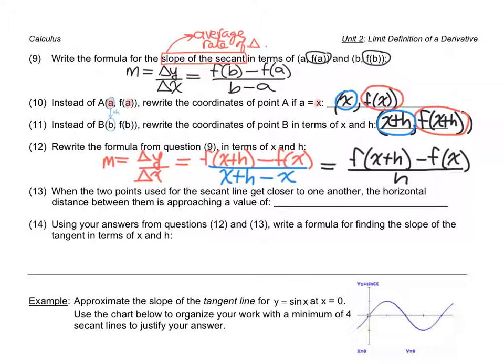All right? Obviously, it's a little bit more to remember, but that's the foundation of the concept of a derivative. So, knowing what it does for us is way more important than knowing that it is a quotient involving a difference. All right? Number 13, when 2 points used for the secant line get closer to one another, the horizontal distance between them is approaching a value of 0.